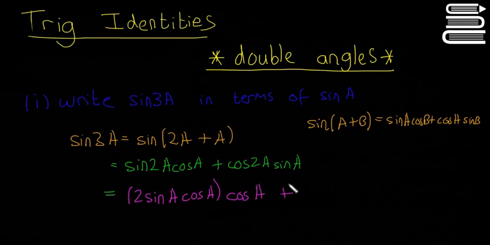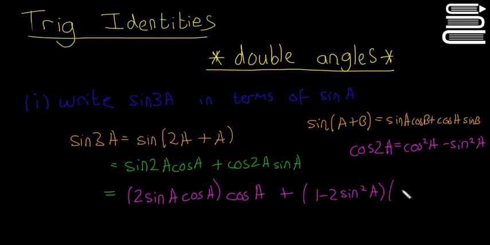Now cos 2a, how are we going to change that? If we think back to the last video, there's a way we can change cos 2a into something with just sine of a. The one given in the tables book is cos 2a equals cos squared a minus sine squared a. But we don't want the cos squared a, so we can change that to 1 minus 2 sine squared a. I'm not going to prove that again. If you want, you can watch the last video and it'll show you how. And that's going to be multiplied again by sine of a.